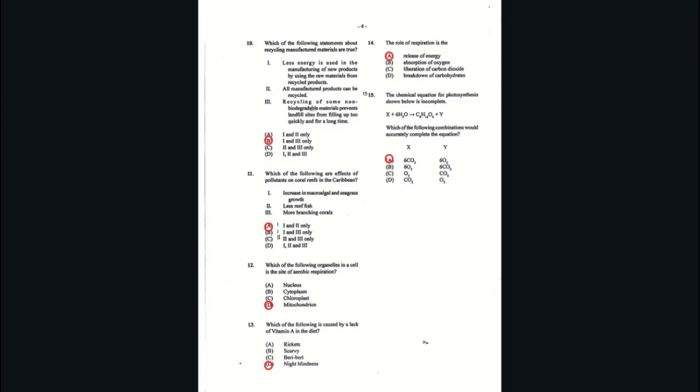Which of the following are effects of pollutants on coral reefs in the Caribbean? So 1 says increasing macroalgae, algae, and seagrass growth. And then 2, less reef fish. And then 3, more branching corals. So the answer is going to be 1 and 2 only. So it's going to be A. So the more pollution we have in our coral reefs in the Caribbean, more macroalgae, and then more seagrass growth, and obviously less reef fish.